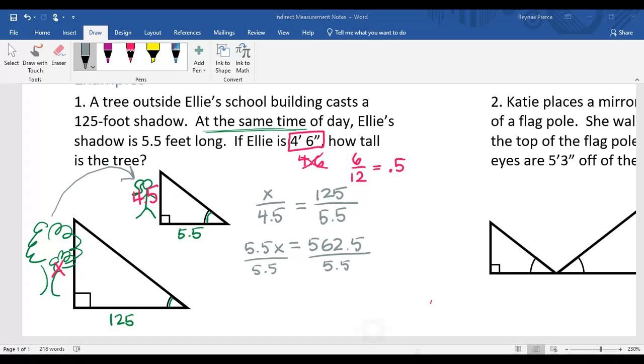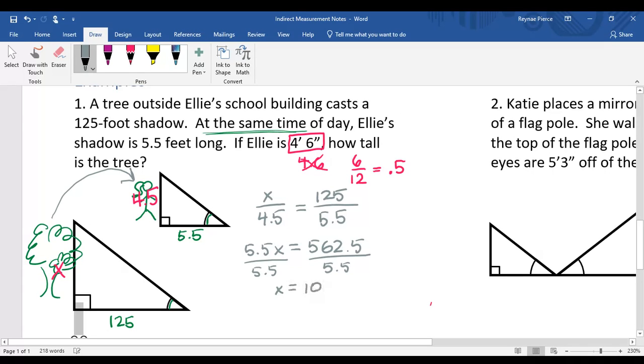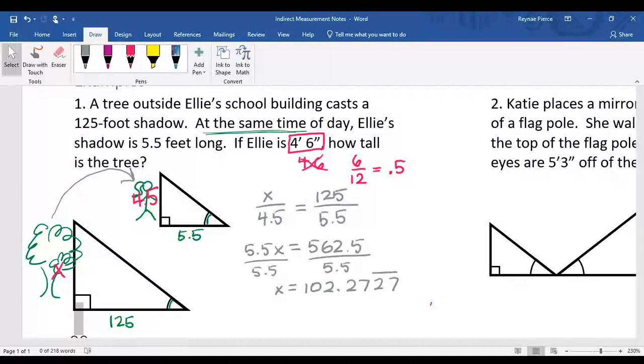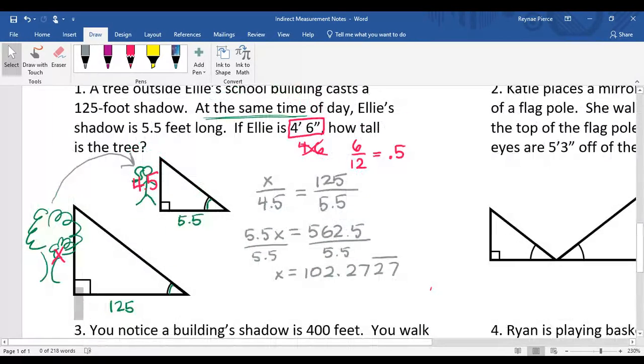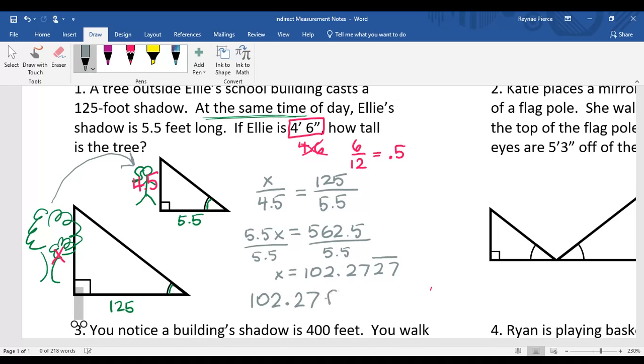And then I divide. And my x value ends up being 102.2727, and so on. Okay, so if we get a decimal like that, we are going to round to 2 decimal places again. So 102.27, and then we need to include a unit because we're talking about a distance or a height or a length. Okay, so based on this information, this tree is 102.27 feet tall.